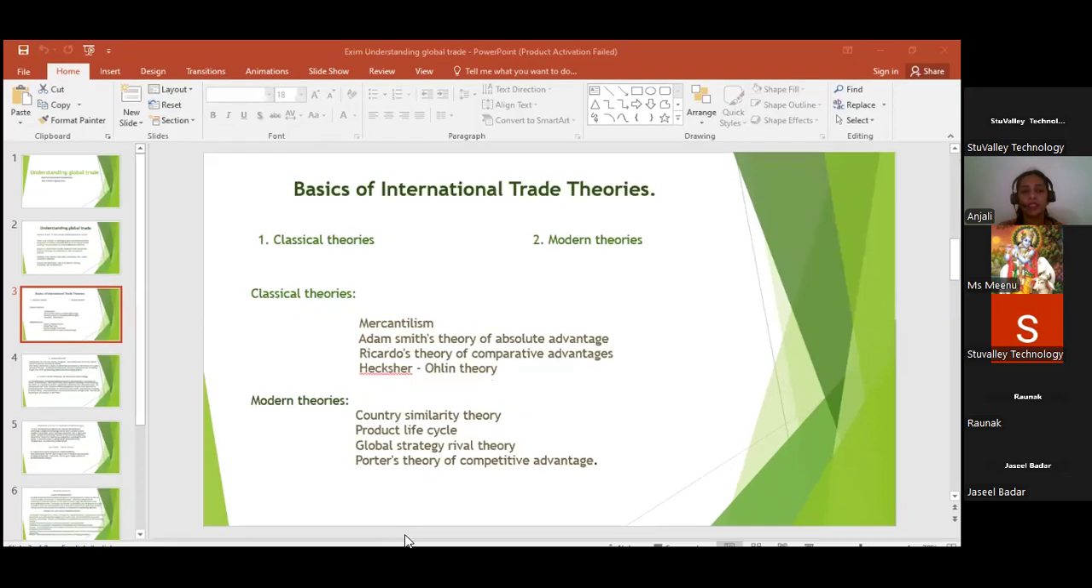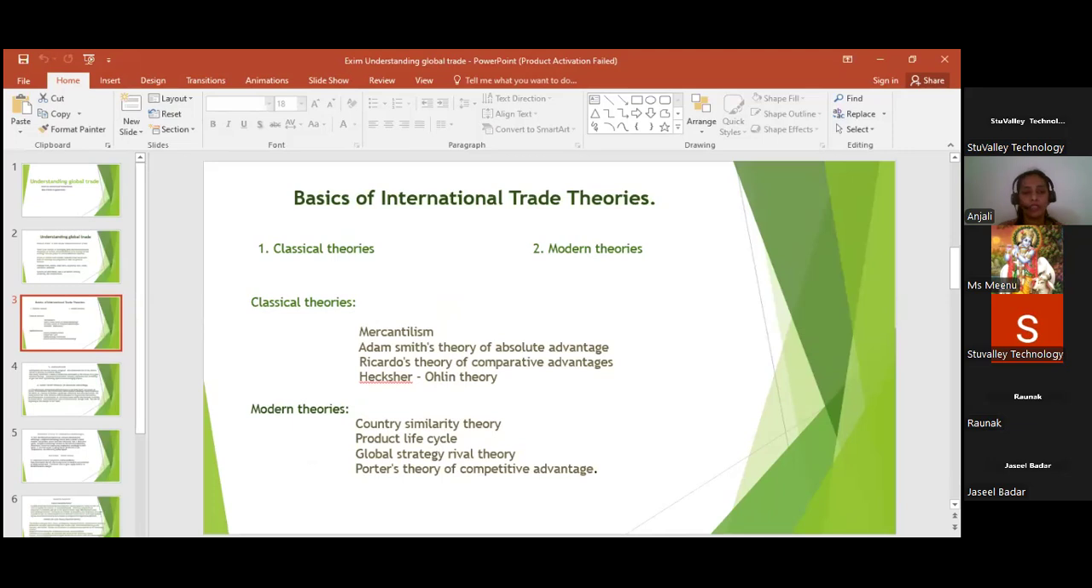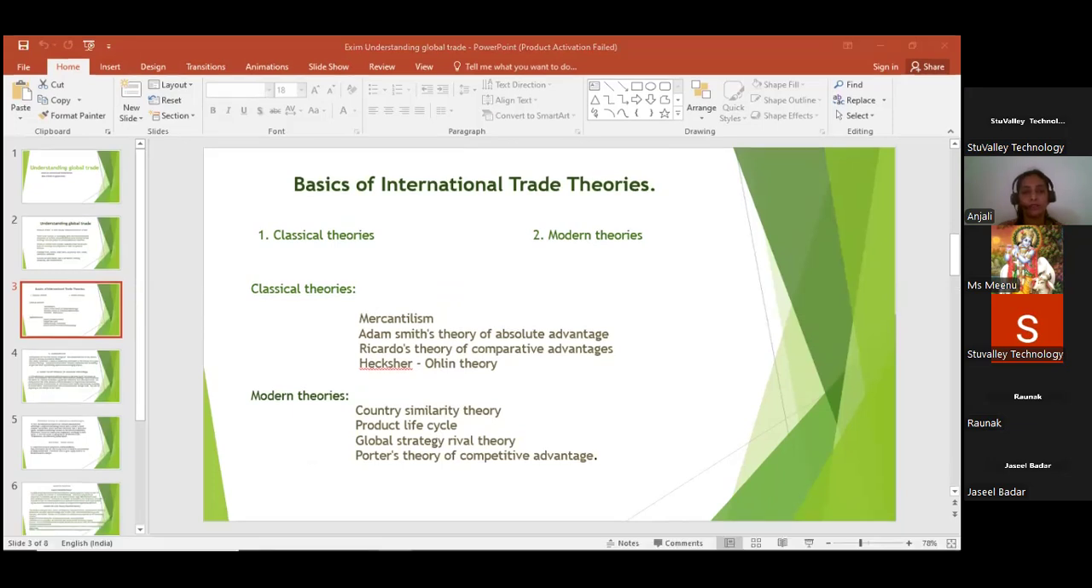The first theory, that is, the classical theory, is completed. Next, we are going to move on to the modern theories. In modern theories, there are different subdivisions: the country similarity theory, product life cycle, global strategic rivalry theory, and Porter's theory of competitive advantage. The first four theories were practiced in the olden days, and now the modern theories came into existence. I'm going to explain the modern theories to you all. So let me begin. In modern theories, first comes the country similarity theory.